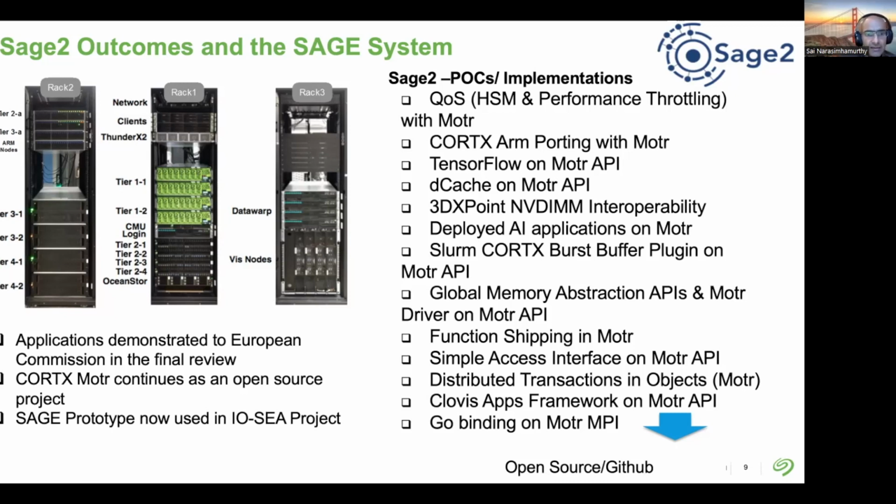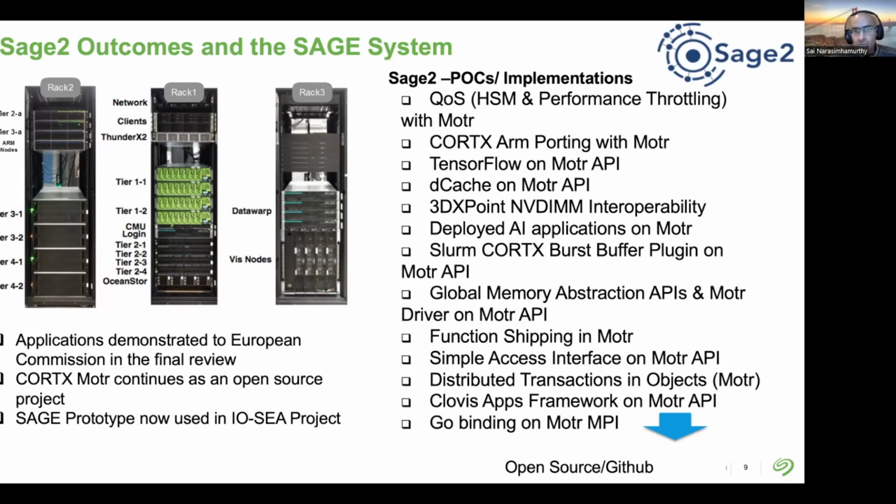And we continued. So during the time frame of Sage 2, we decided to fully open source CORTX Motr. Initially, CORTX Motr was an internal project within Seagate. It was not open source, but now it's an open source project available for the community, and it's in Apache V2. So very flexible license. So anyone can actually work on the code base and edit it and fork it and things like that. So it's the same prototype that we use in the IO-SEA project as well, the CORTX Motr based system.